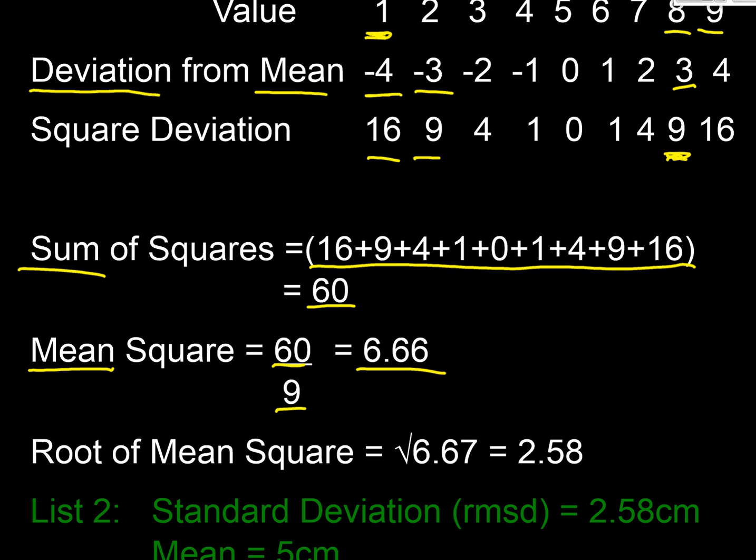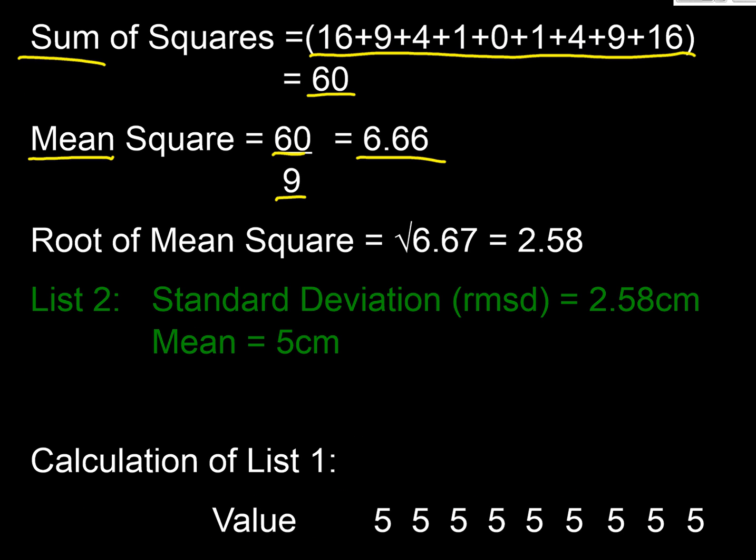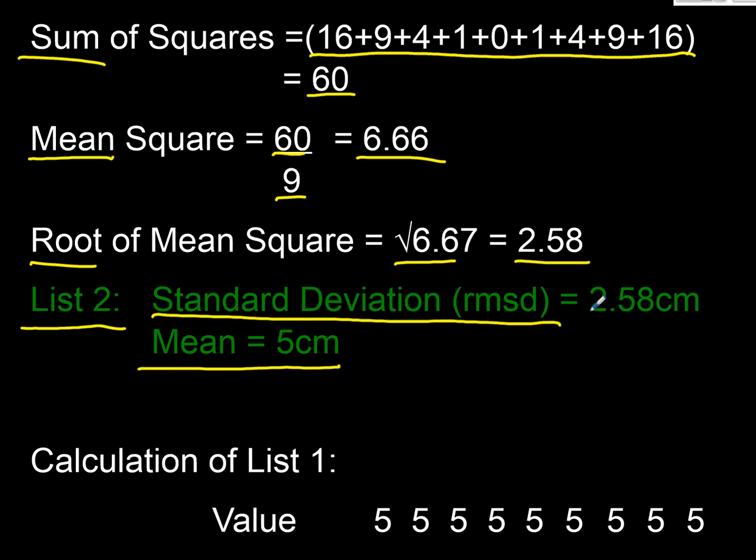And finally, we're going to find the root to bring it back to centimeters. So we do the square root of 6.66, and we get 2.58. So our two core statistics for list 2 are a mean of 5 centimeters and a standard deviation, that RMSD we've just calculated, of 2.58. That would describe that distribution.